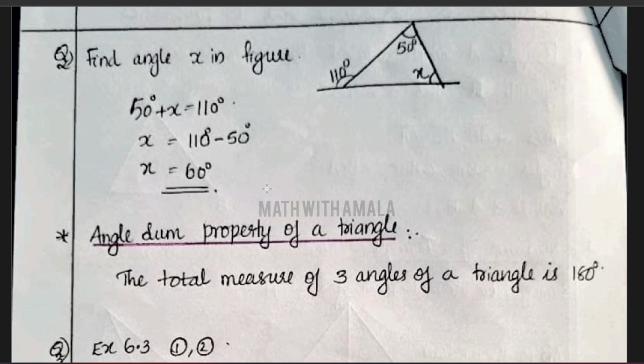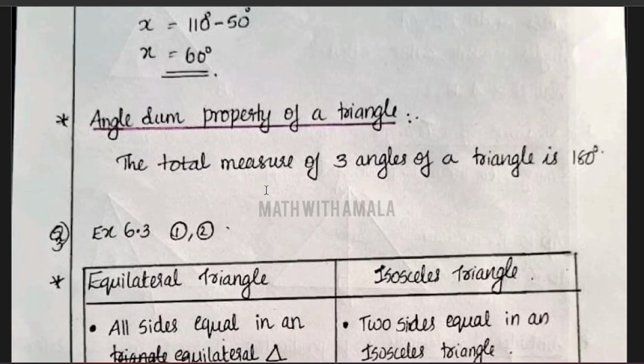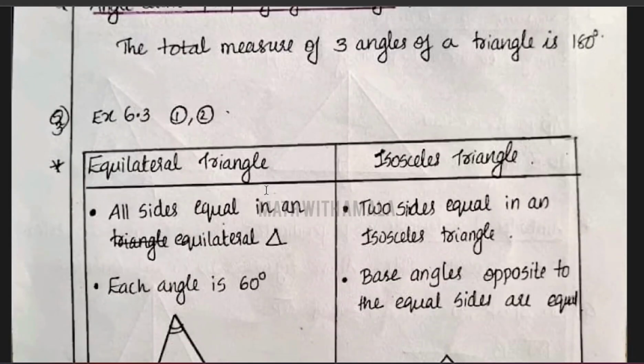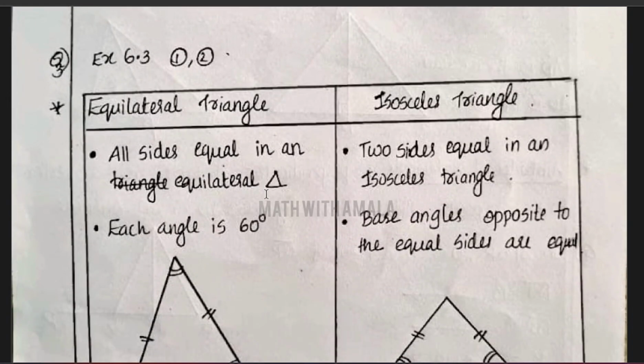Find angle x in figure. Here 110 is the exterior, interior is 50 and x. So 110 is equal to 50 plus x. X can be written like 110 minus 50, that is x equal to 60. Angle sum property of a triangle. The total measure of three angles of a triangle is always 180 degree. Angle sum is 180 degree. You can do the exercise 6.3, question number 1 and 2.